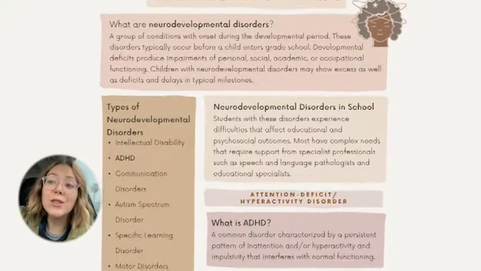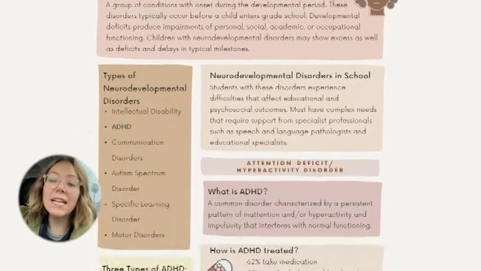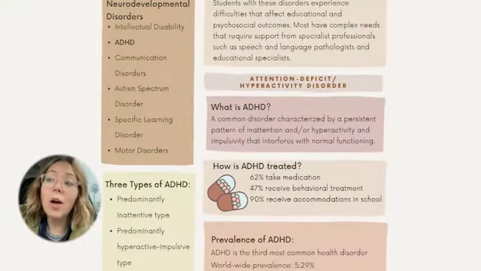Neurodevelopmental disorders in school are typically difficulties that affect educational and psychosocial outcomes. They are complex needs that require support from professionals in the school setting. What is ADHD? It is the third most common disorder following depression and anxiety. It is characterized by consistent patterns of inattention or hyperactivity. Some symptoms can include difficulty sustaining focus and excessive fidgeting.